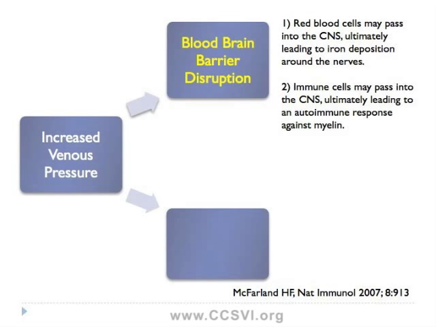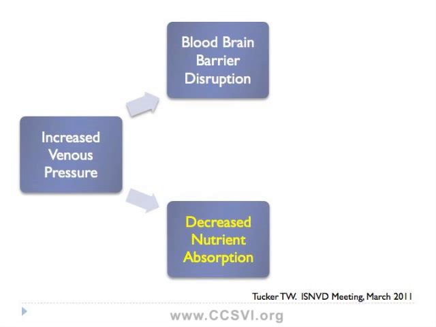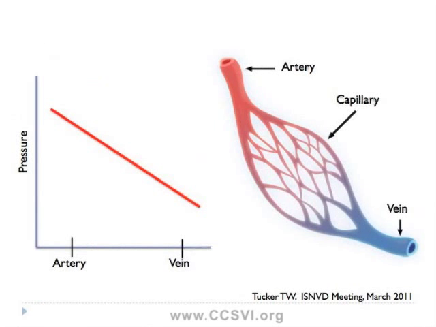The other thing that was recently discussed at the International Society for Neurovascular Disease meeting in Italy, held just a week or two ago, is the potential for decreased nutrient absorption. So what do I mean? Well, when the blood flows up towards the brain through this artery, and then passes through the capillary bed down into the vein, there's normally a decrease in pressure. So on the artery side, the pressure is high. On the vein side, the pressure is low, and that's what drives flow from the artery to the vein.